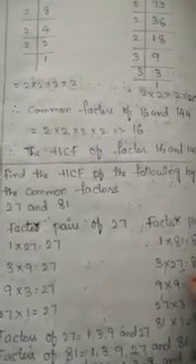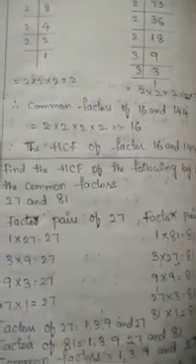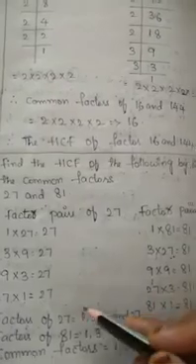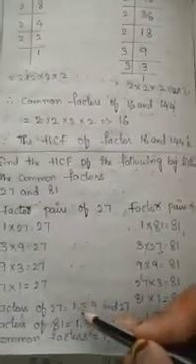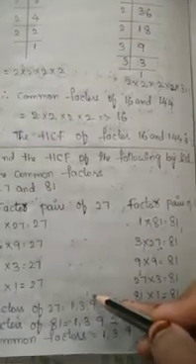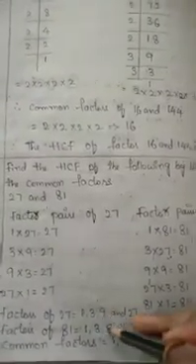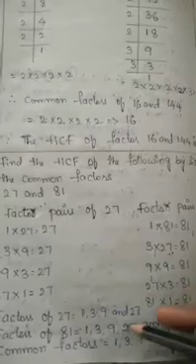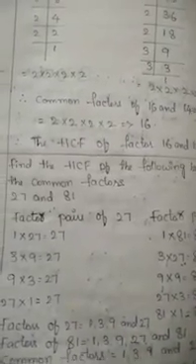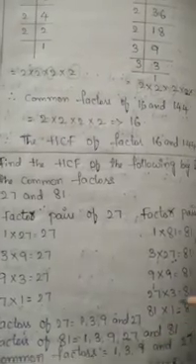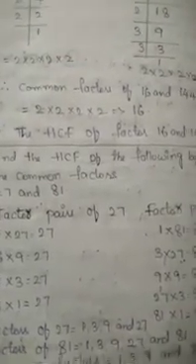From this you have to write the common factors. The factors of 27 and 81: 1, 3, 9, 27. Therefore the common factors are 1, 3, 9 and 27.